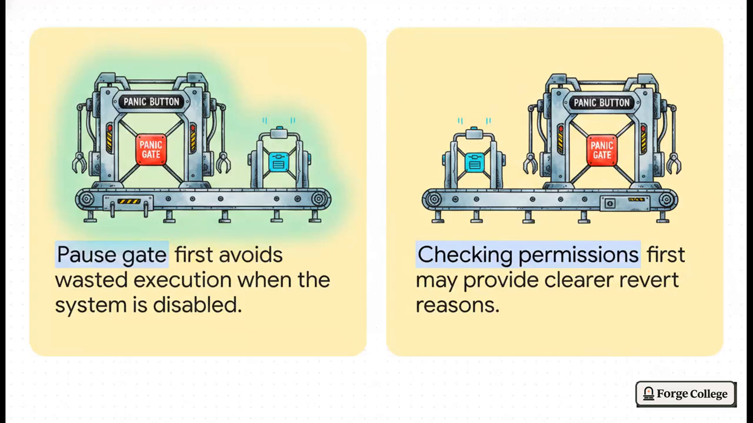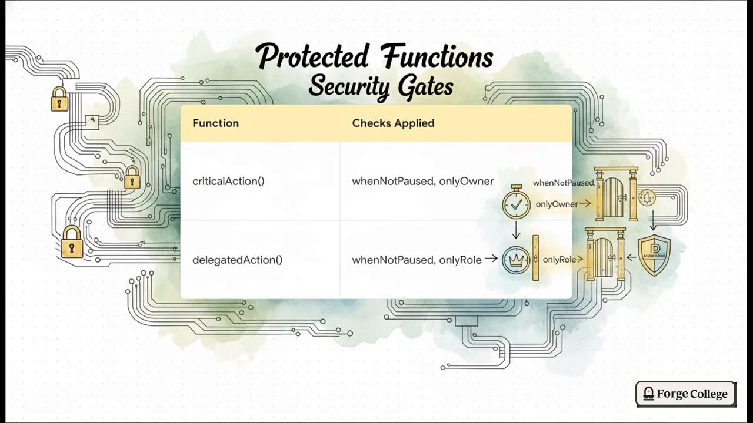But this brilliantly illustrates a classic engineering trade-off. In what order do we stack these gates? Do we check the panic button first, which fails fast and saves the user gas during a system lockdown? Or do we check the user's ID badge permissions first, which gives us much clearer revert error messages for easier debugging? Well, in our capstone architecture, we generally put the pause gate first to stop execution as early as humanly possible.